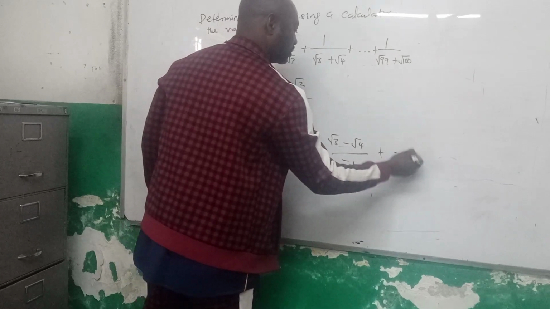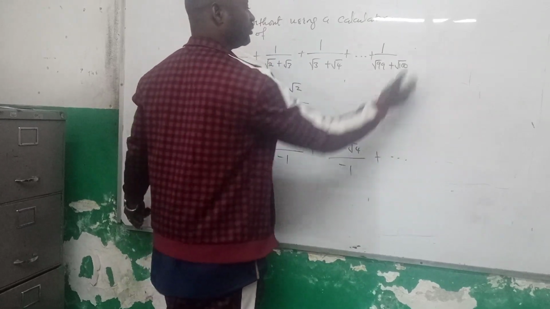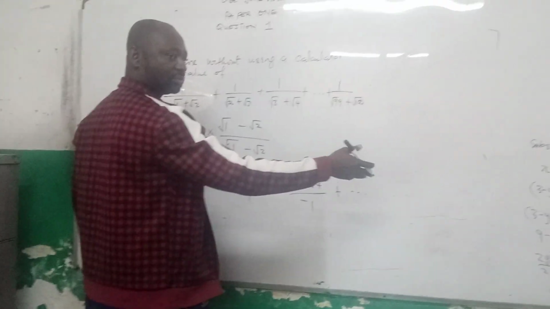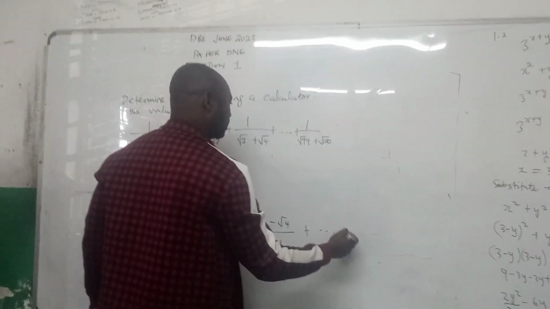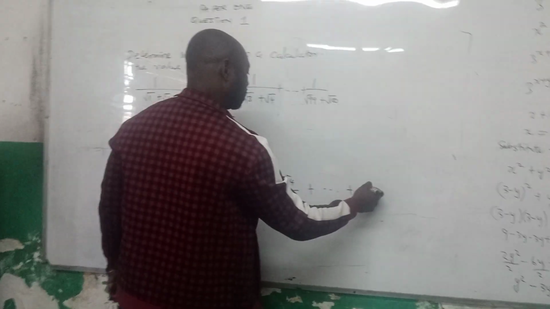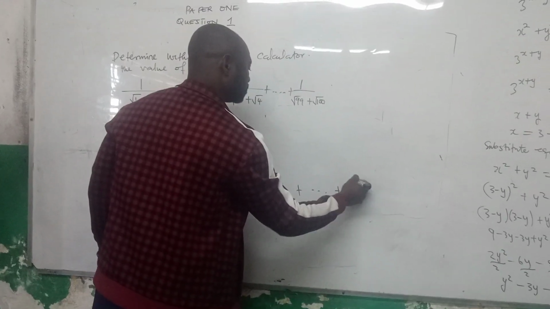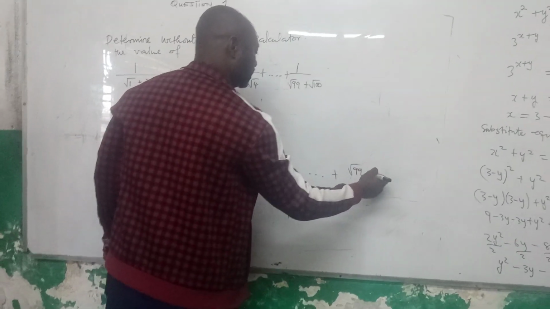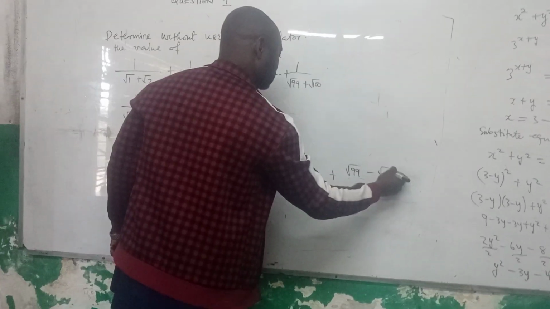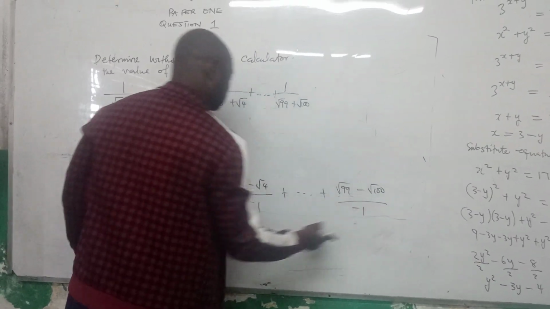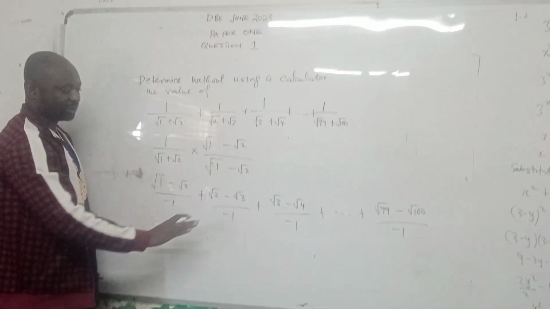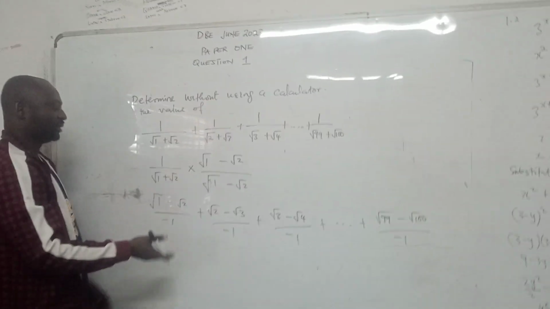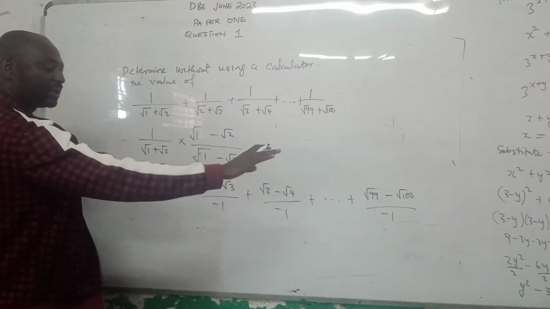Plus, dot, dot, dot. That means there are a lot of numbers before I get to 100, but we can't write all of them. That means other numbers are missing. Then here, what do you think I'll get? Square root of 99 minus square root of 100 divided by minus 1. When I have this, now I've changed the denominator, which was irrational. I've rationalized it, and this is what I'm seeing as my terms.